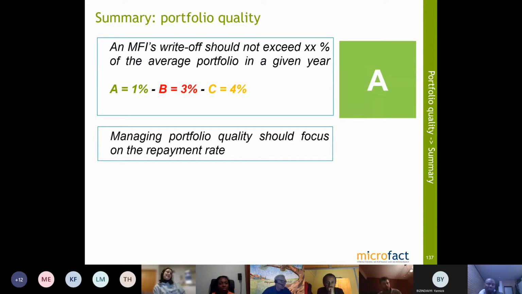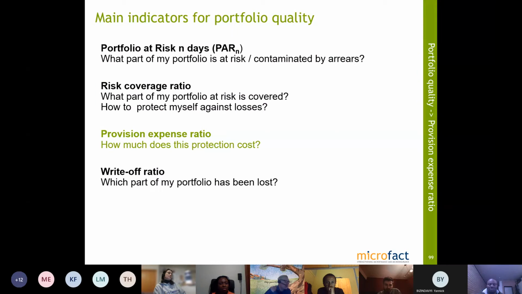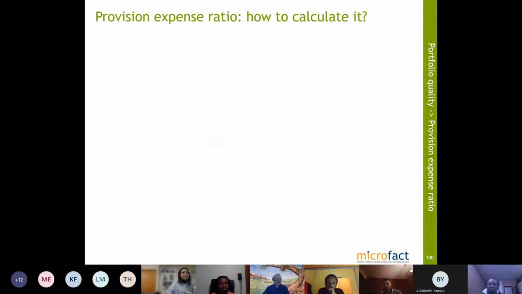Have I skipped the provision expense ratio? I'm just double checking. My excuses for that. Yes, we went to write-off without talking about this provision expense ratio. So I skipped an important indicator. So the provision expense ratio.